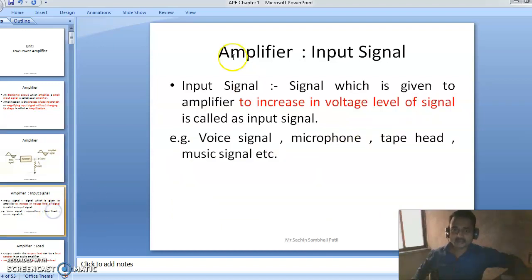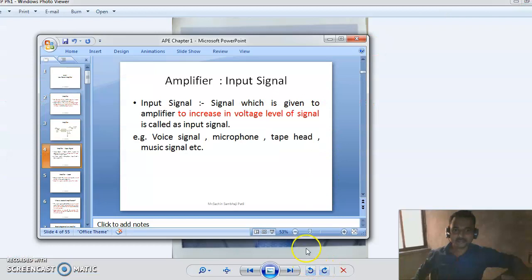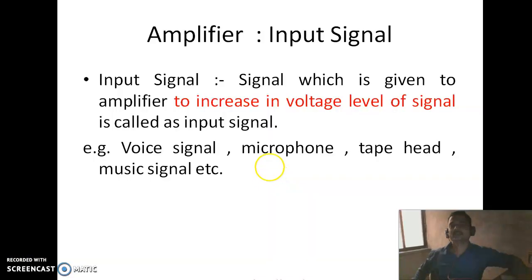So what are the amplifier's input signals? The input signal is the signal which is given to the amplifier to increase the voltage level. A signal which is given to the amplifier to increase its voltage level is called the input signal.